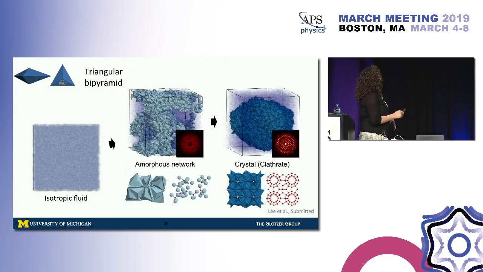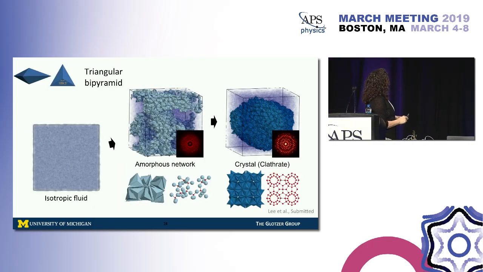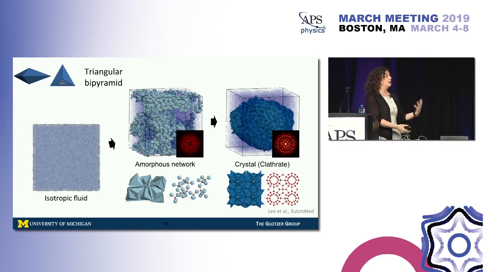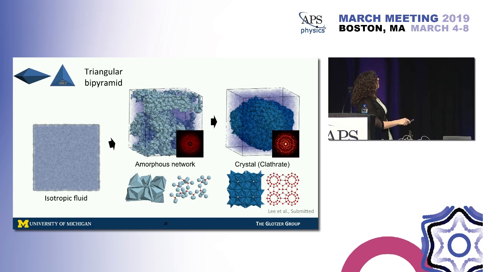Here's one more. This is a triangular bipyramid, a regular triangular bipyramid that's squashed, and it has a 109.5 angle. It starts out as an isotropic fluid. It phase separates into two coexisting fluids, a less dense one and a more dense one. The more dense one here is this light blue. The less dense is the fuzzed out part. And then it starts to crystallize, and it forms this clathrate crystal.